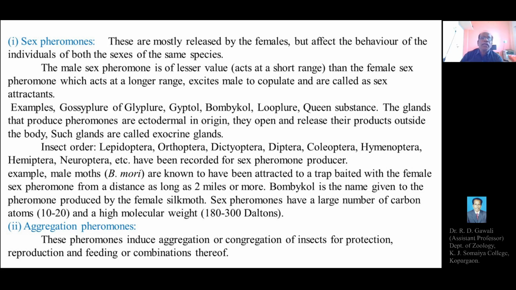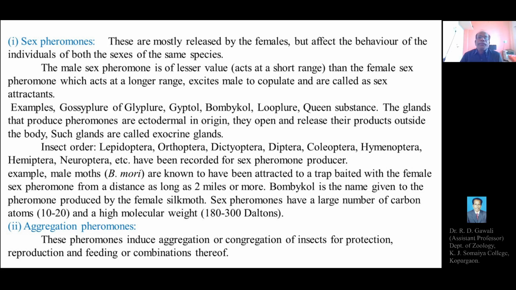The glands that produce the pheromones are called exocrine glands because these are ectodermal in origin, and they open and release their products to the outside of the body. So in all insects which are secreting pheromones, the pheromones are the product of the ectodermal glands or exocrine glands, and are released to the outside in the form of chemical scent, or in the form of vapors or fumes.